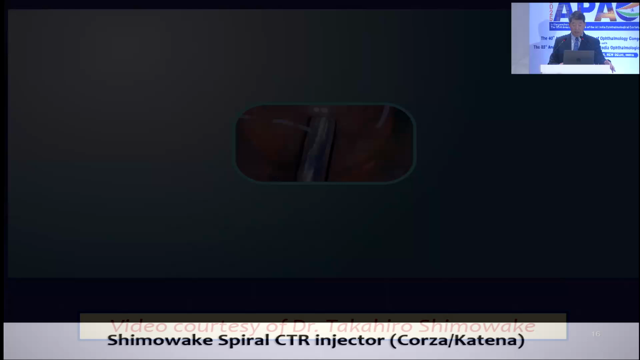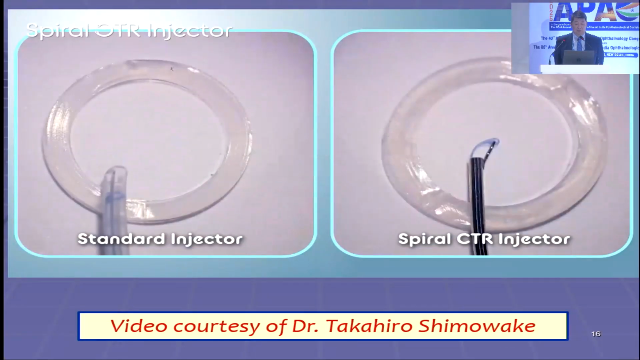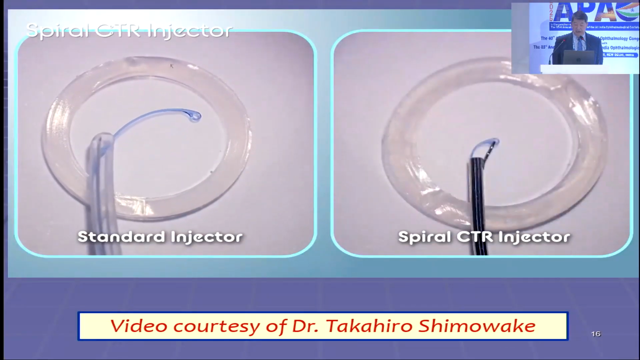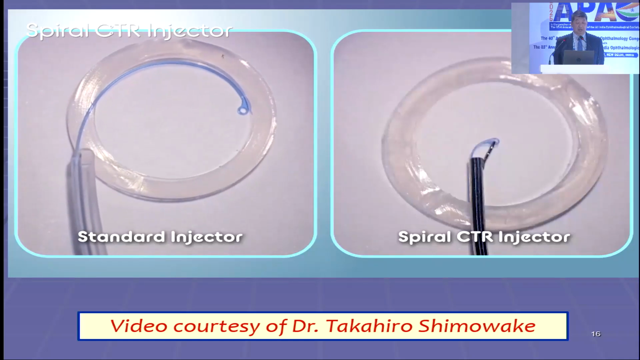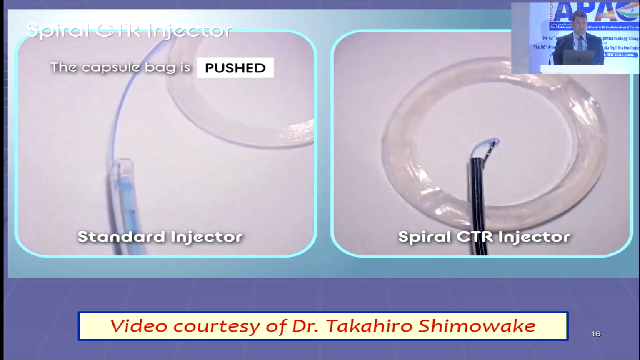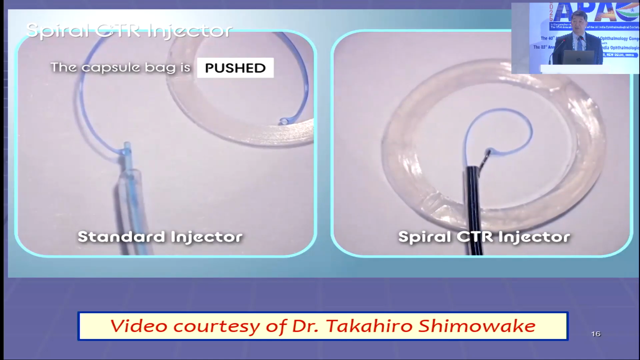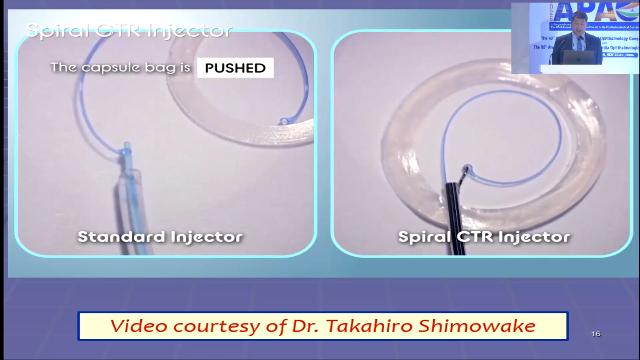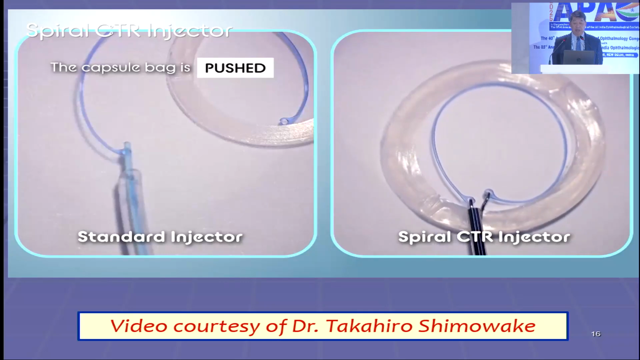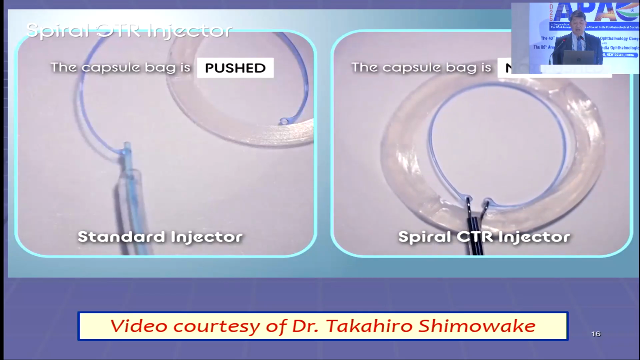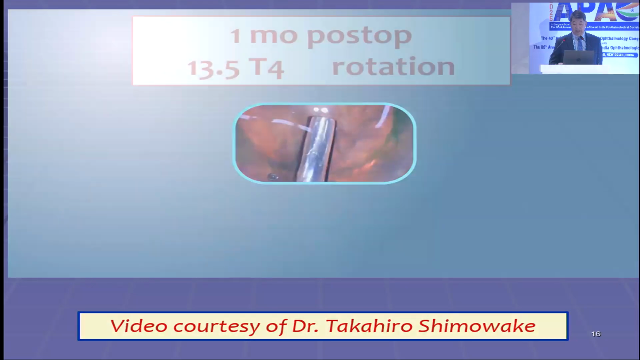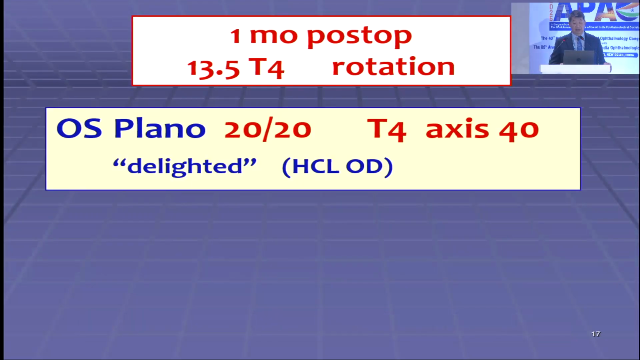All right. This is from Dr. Shimawaki, and he has this nice demonstration. The typical CTR injection decenters the bag. But with the spiral injector, there's no contact with the fornix, so if we have bad zonules, we're not relying on the zonular integrity to insert that. In this case, by golly, she got to 20/20 just as the formula predicted by rotating it. She was very happy.